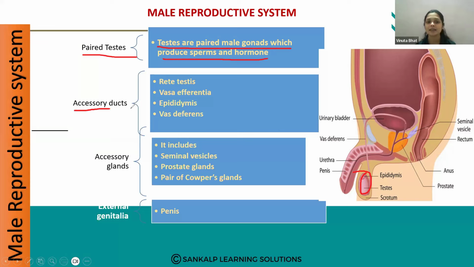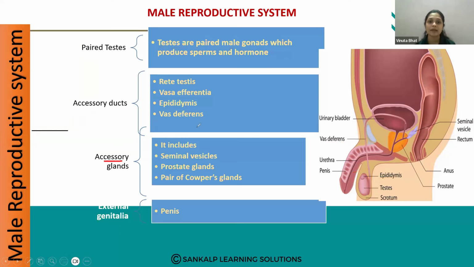Then the accessory ducts: rete testis, vasa efferentia, epididymis, and vas deferens. This is the vas deferens. The rete testis and epididymis we will see in the next diagram. These are all the accessory ducts.